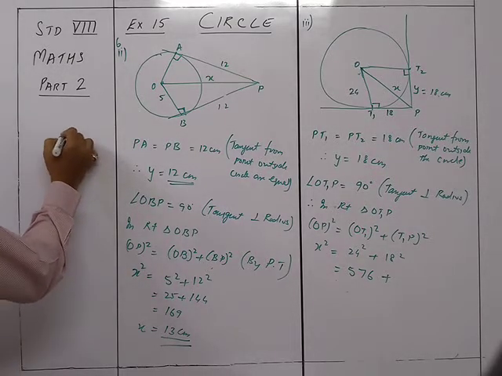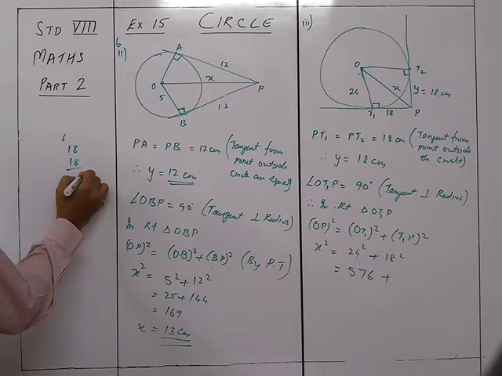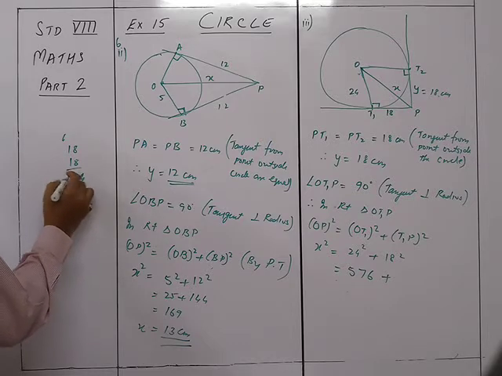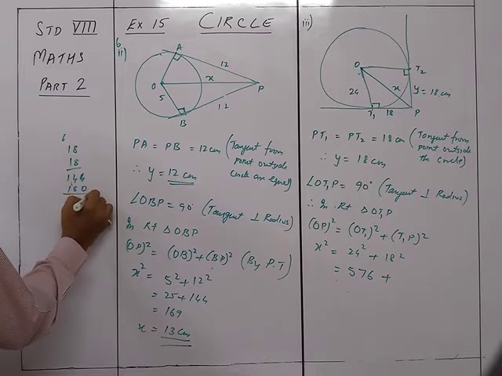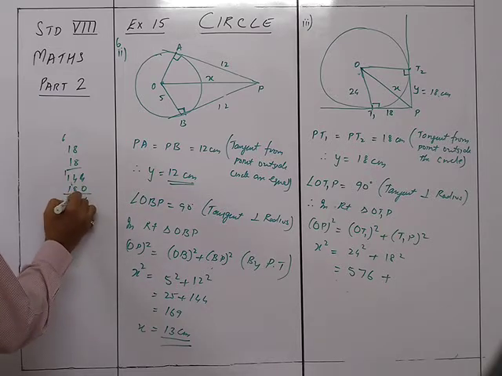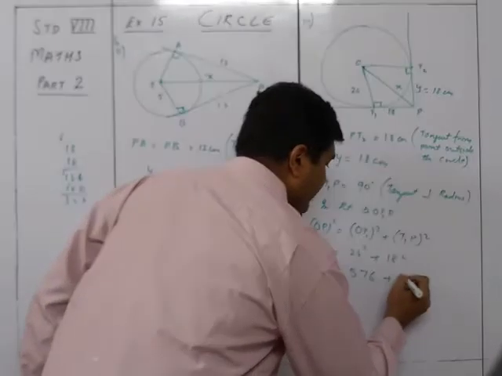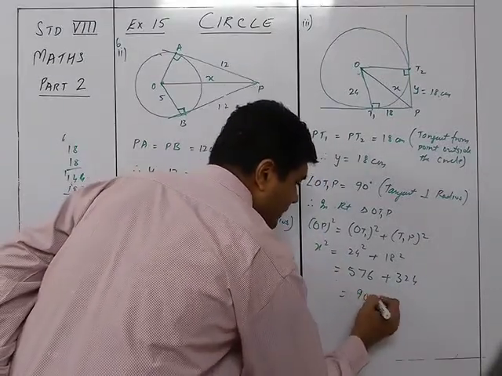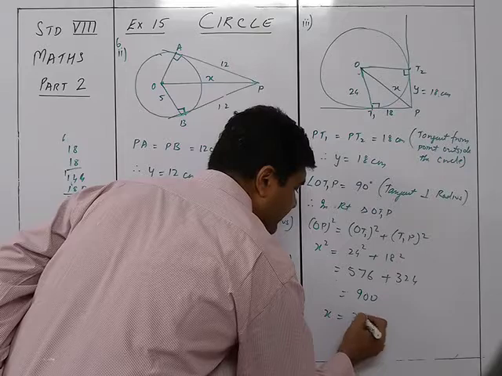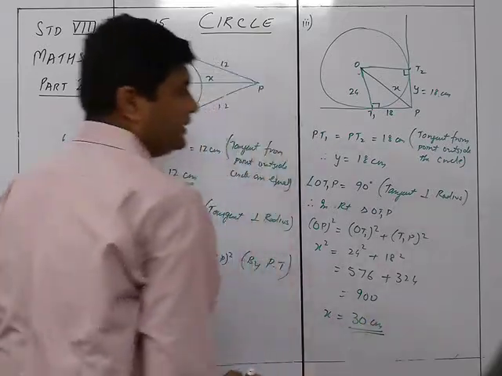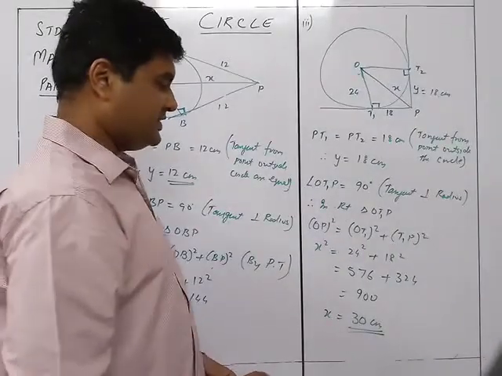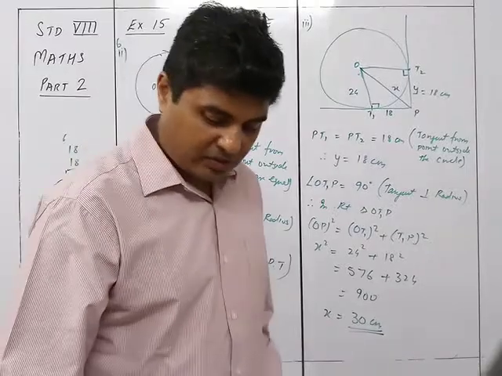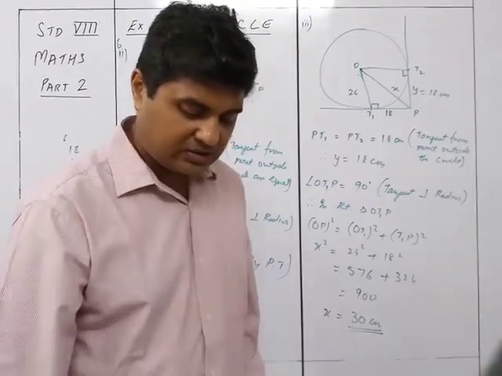8 fours are 32, 18 into 18, 324. Yeah, so 324. Now the addition of these two will be equal to 900. So therefore x is equal to 30 centimeters. That's the answer, because the square root of 900 is 30.